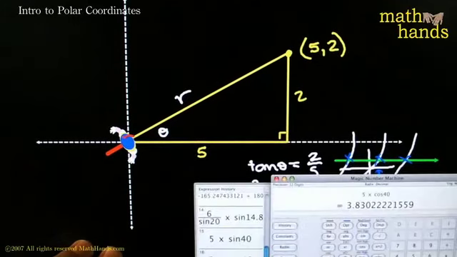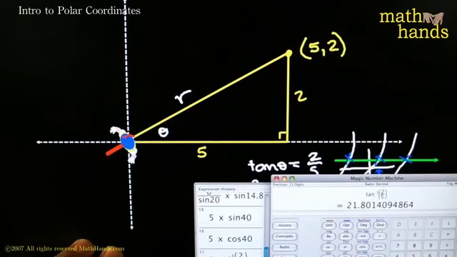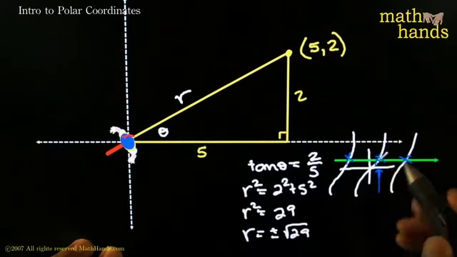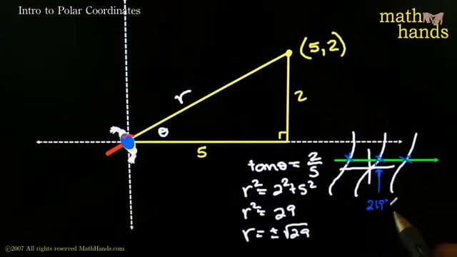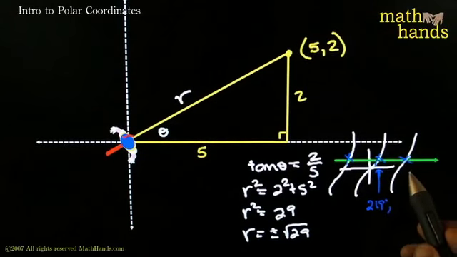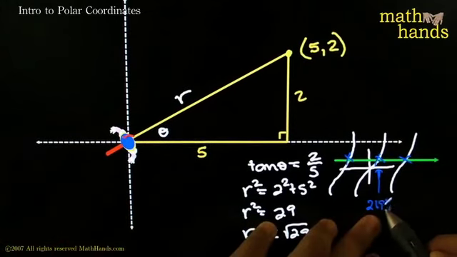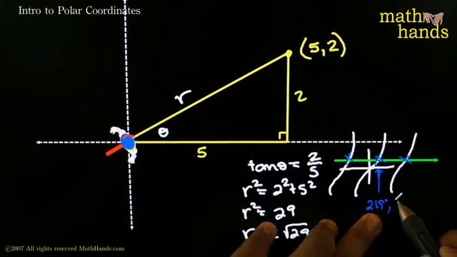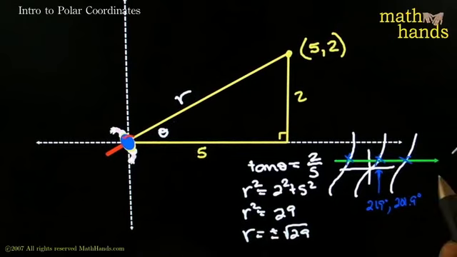In fact, let's see. Let's clear everything. Shift tangent 2 divided by 5 is equal to about 21.9 degrees. So this is 21.9 degrees, and that only gives you one of them. There are infinitely many choices. You know what, I'm going to choose this one. What would that one be? Well, 21.9 plus 180, that would be 201.9 degrees. And so on and so forth.